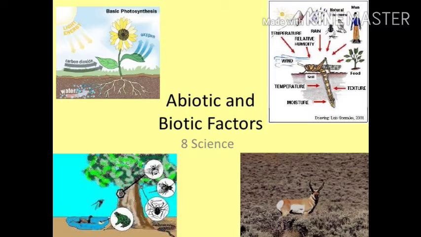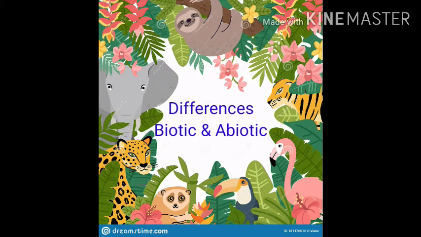Biotic can breathe and grow. Abiotic cannot breathe and grow. Biotic need food to live. Abiotic do not need food to live. Biotic can feel. Abiotic cannot feel. Biotic give birth to young ones. Abiotic do not give birth to young ones. That is the difference between living things and non-living things.